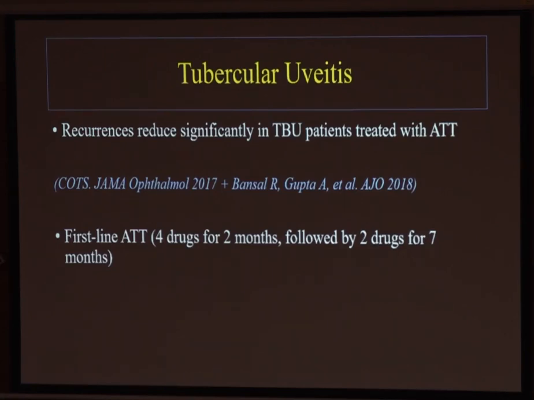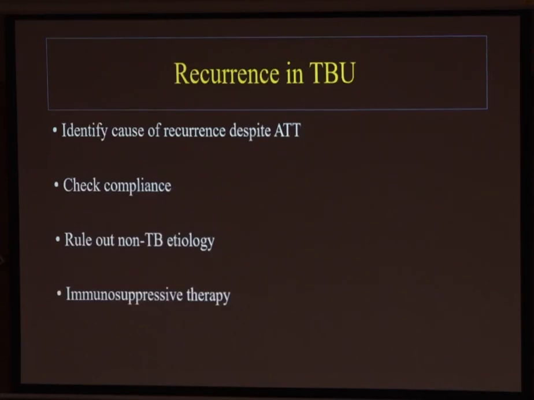So the conventional treatment is the first line 4-drug therapy, where we give 4 drugs for 2 months, followed by 2 drugs for 7 months, along with pyridoxine supplementation and monitoring our LFTs. Now the problem is, when these patients come back with a recurrence, you need to see why they are recurring rather than jumping on to another course of ATT and just high dose steroids. You need to check compliance, because ATT needs a lot of compliance. It's a toxic regime, long duration, so you need to check compliance, number one.